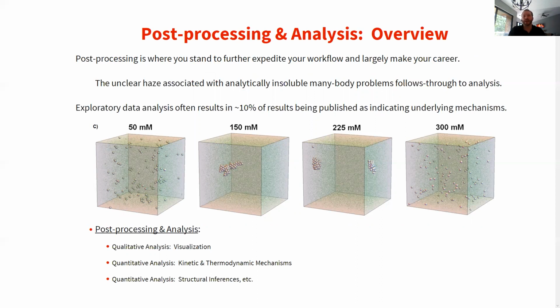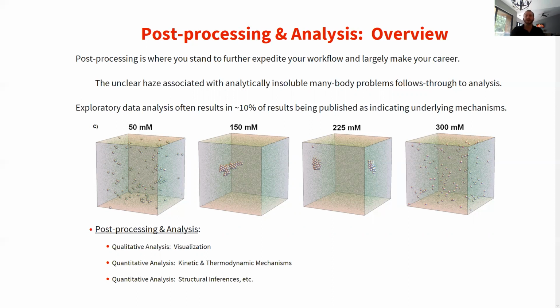So the unclear haze associated with the analytical insolubility of the problem, many body problems, for example, this carries through to the analysis. So you don't know exactly what variables you're solving for. You don't know exactly what's going to happen because you can't solve for the variables even if you knew what they are. And so you need to compensate by doing a lot of exploratory data analysis.